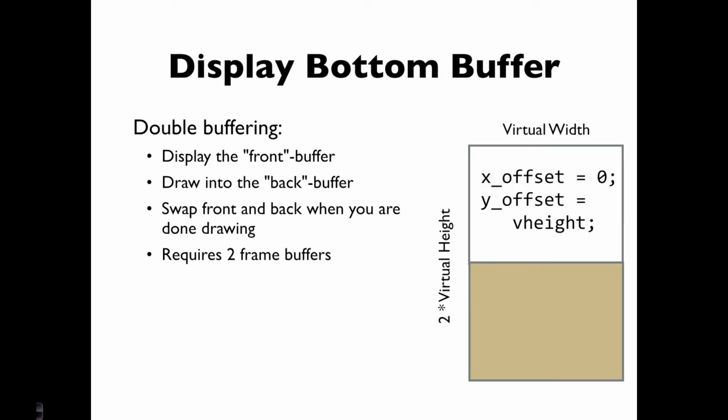The x offset is still 0. The y offset, though, is the vertical height, and it starts right here, and this is the picture that gets shown while you're drawing in this one. And then when you show this one, you draw on this one, and flip, flip, flip, flip.